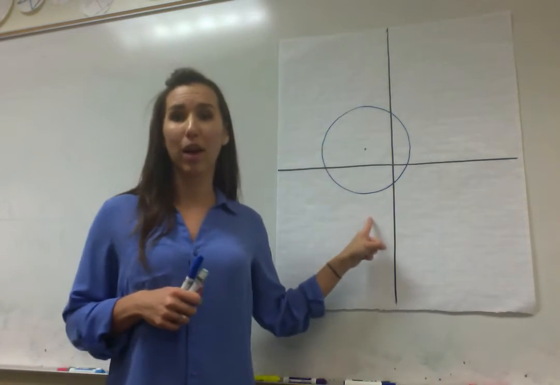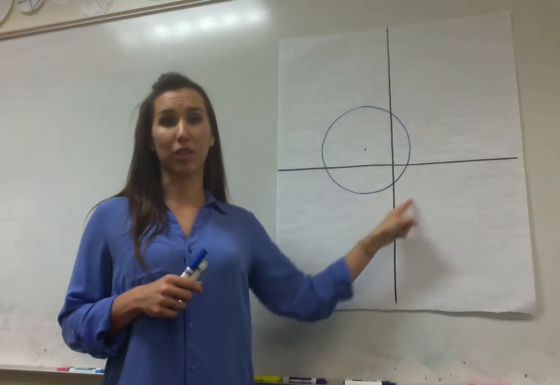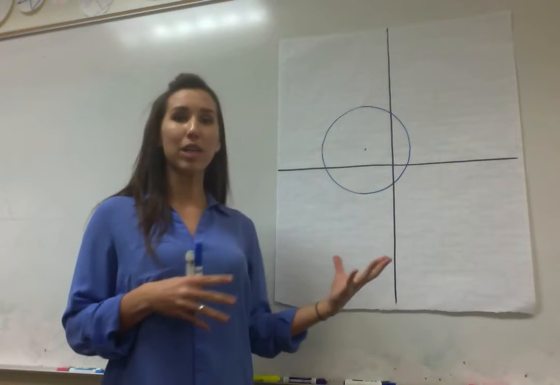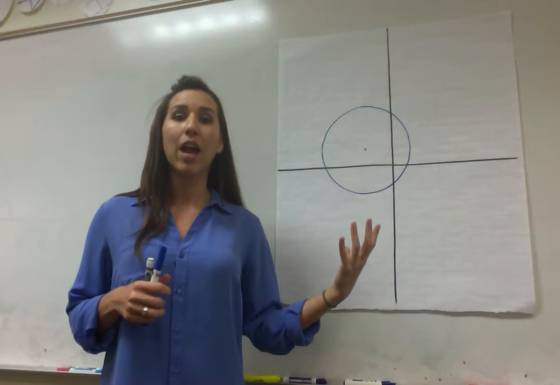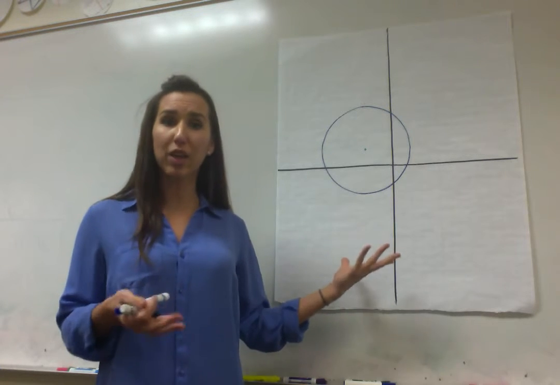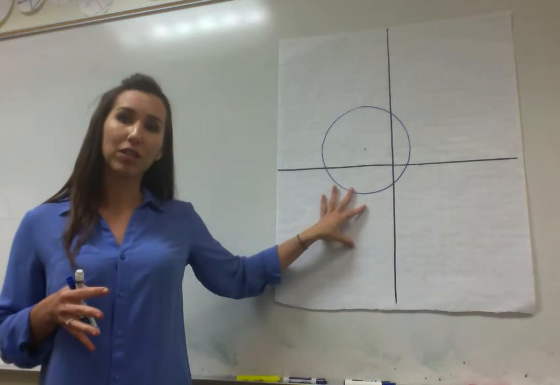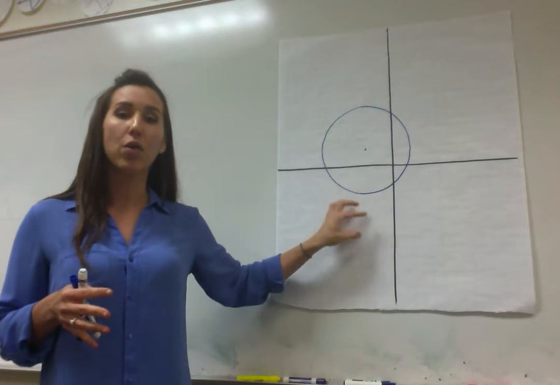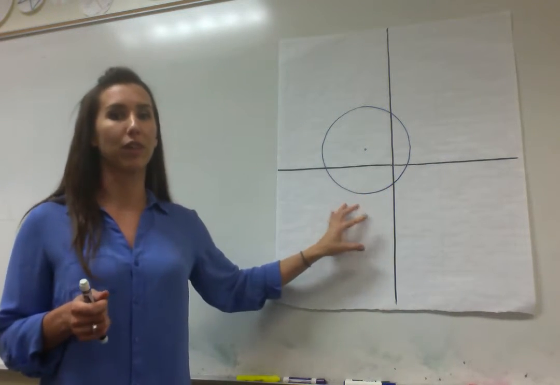Today we're going to talk about the circle that you see behind me and how we can graph it on the coordinate plane and what that means in terms of its equation. Because everything that we can graph on a flat surface like this, on a 2D plane, we can also come up with an equation for that graph.